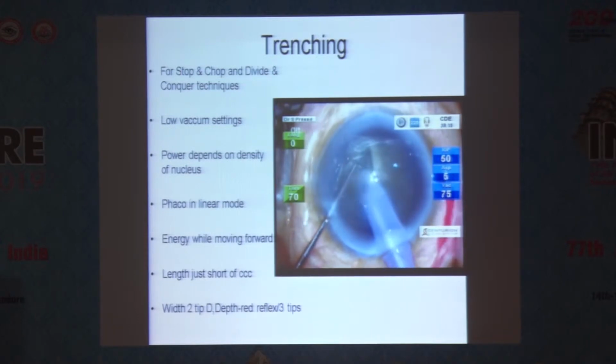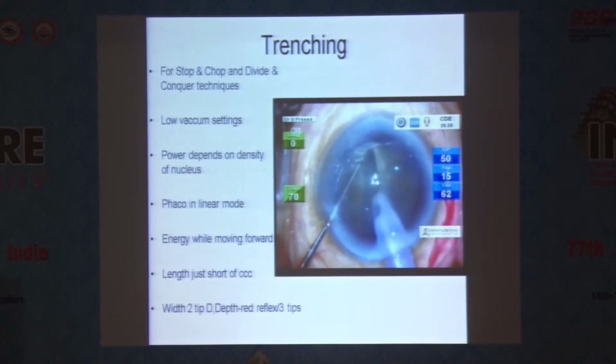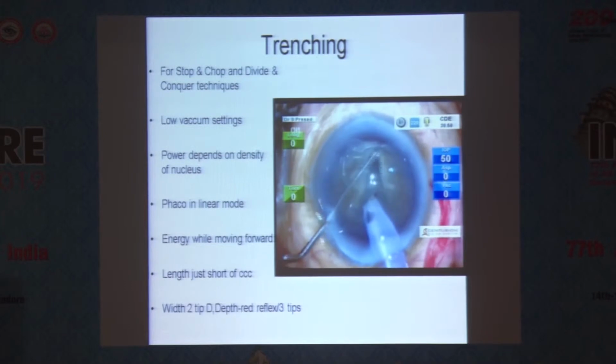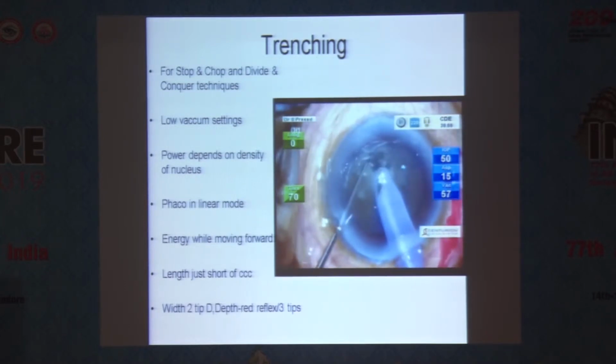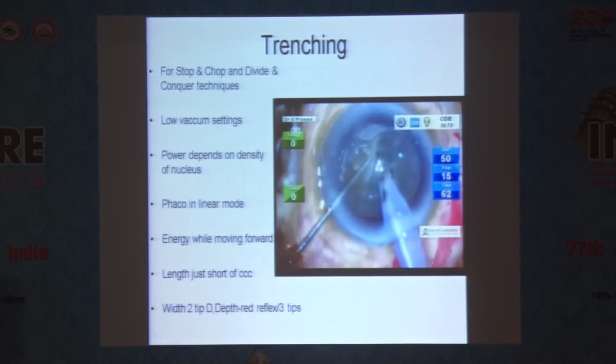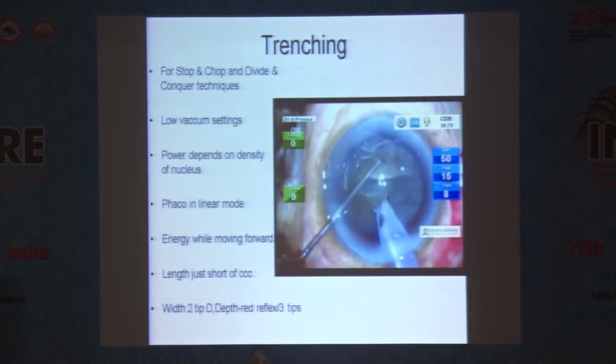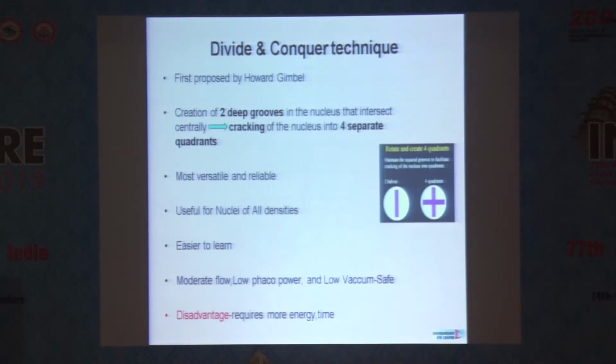And you can do it three or four times to have a better depth of the center core of the nucleus. Ideally, it should be at least 2 widths wider than the tip of the handpiece, and the depth should be around 3 tip diameters.